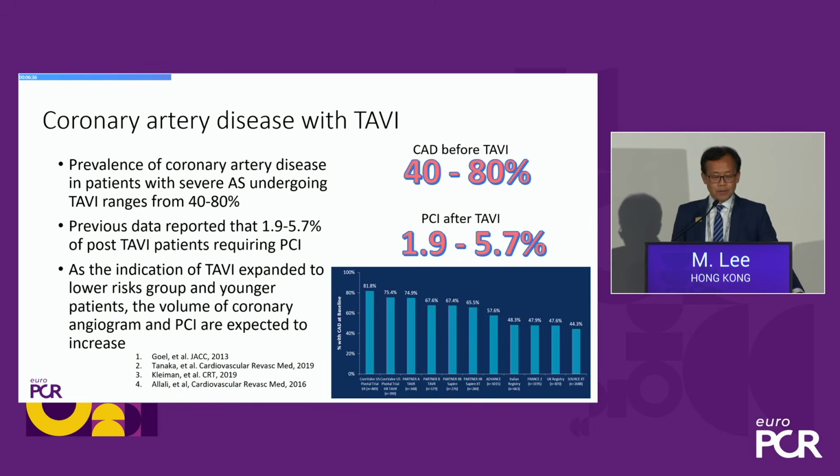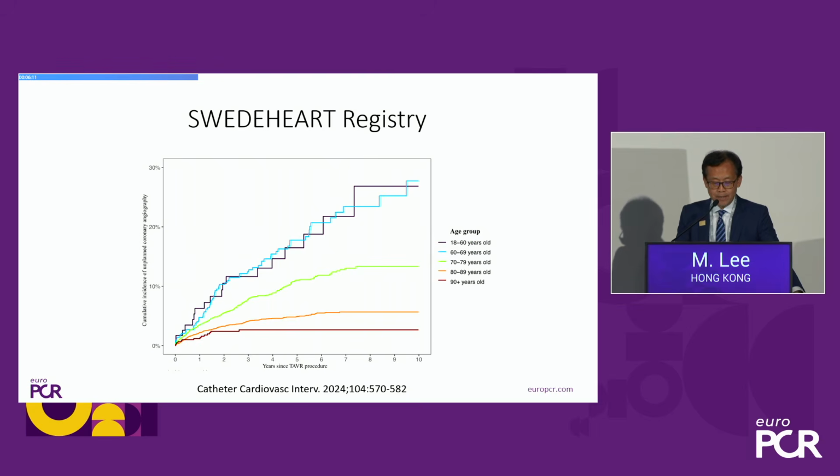So we all know coronary artery disease usually goes hand in hand with aortic stenosis. About 40 to 80% of severe aortic stenosis patients have various types of coronary artery disease. And a lot of these patients will need PCI angioplasty after the TAVI procedure as we move to lower risk and younger patients. If you look at the SWEDEHEART registry, you will see that for those patients younger than 70 years old, they will have about a 30% chance that they will undergo angioplasty in 10 years' time. So coronary reaccess is very, very important as we move to younger and lower risk patients.